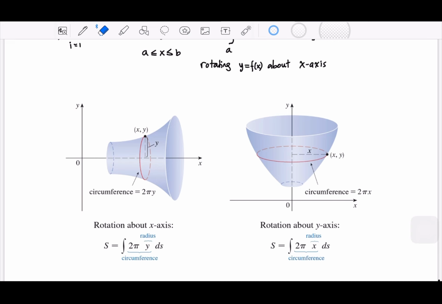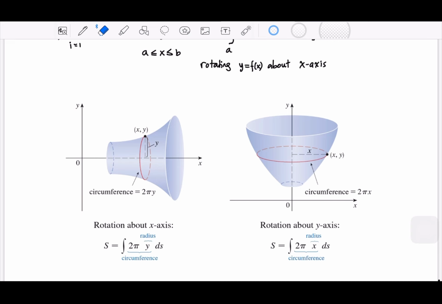And if we rotate about the y-axis, this will be our radius, x. We can write x, and if you would like to write it as a function of y, like g of y, we could also do that. Of course, the ds should be in the same variable as the one we are going to integrate. For example, if this is a function of x, the ds should be in dx. And this part also should be in dy.